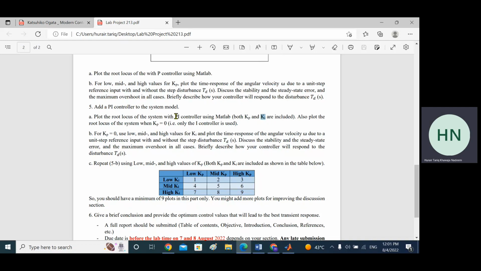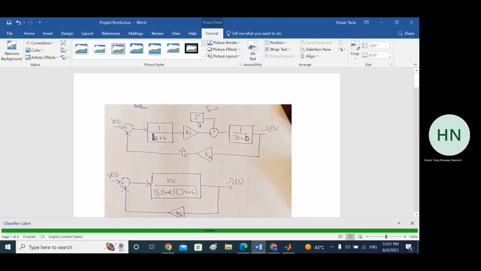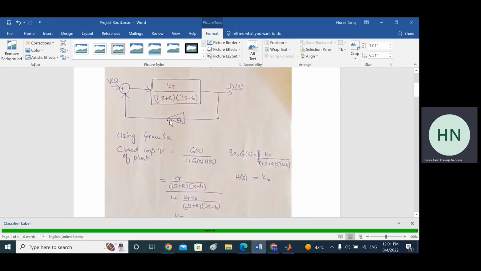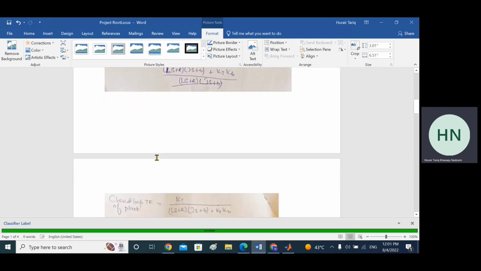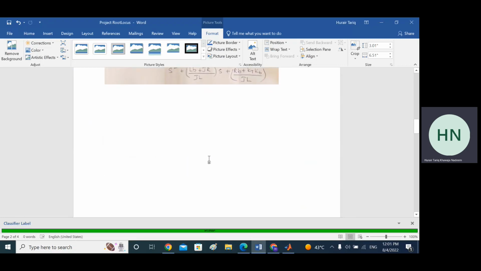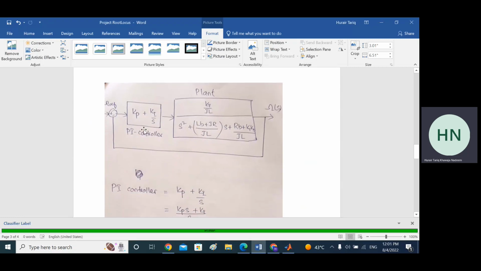Okay, so first we are doing the first part of 5A, and in the first part of 5A we will have the same thing like in 4A. We have this plant, and this is actually the closed loop transfer function of the plant, and this is what we got. This portion is the same. And then you have this plant, and now you are going to add this PI controller. This is KP plus KI over S. This is the PI controller, and this is the feedback.